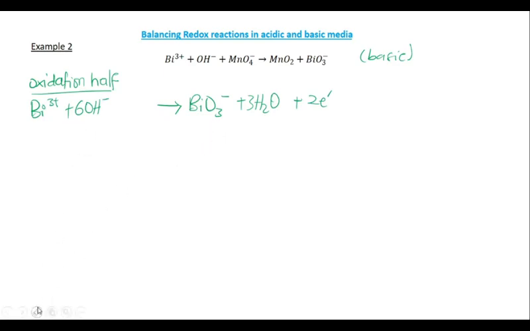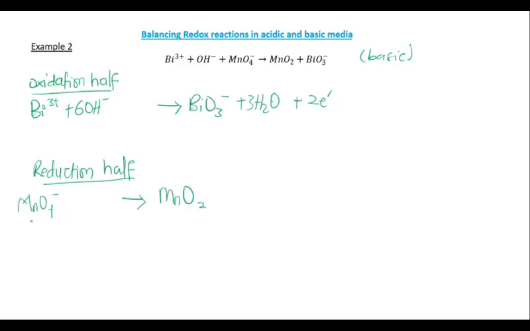Alright, now that we've balanced the oxidation half of this part of our equation, let's go to the reduction half. So the reduction half, we have our MnO4 minus giving us what?